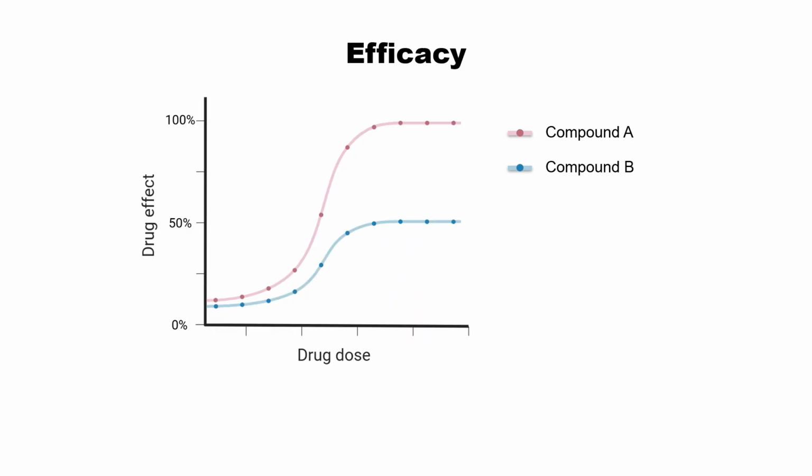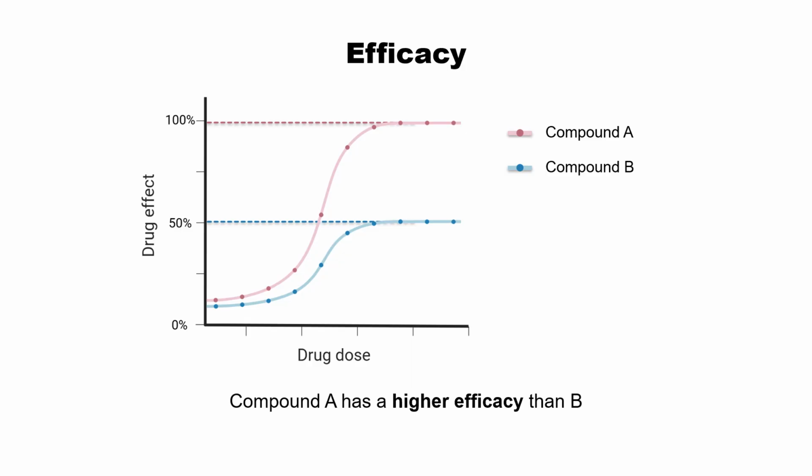Another activity measurement is efficacy. Sometimes two compounds have a different maximum effect. In this case, compound A has a higher efficacy than B. So most likely that implies that compound B is a partial agonist relative to A.